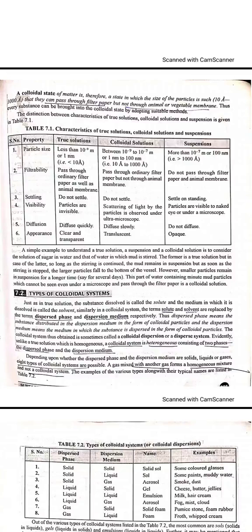So, the characteristics of true solutions, colloidal solutions, and suspensions. First, the differentiation is on the basis of particle size. True solutions have size less than 10 raised to power minus 9 m or 1 nanometer, that is less than 10 angstrom. Then in colloidal solution, size is between 10 raised to power minus 9 to 10 raised to power minus 7 m, or 1 nanometer to 100 nanometer, that is 10 angstrom to 1000 angstrom. And in suspension, the size is more than 10 raised to power minus 7 m or 100 nanometer, that is more than 1000 angstrom.